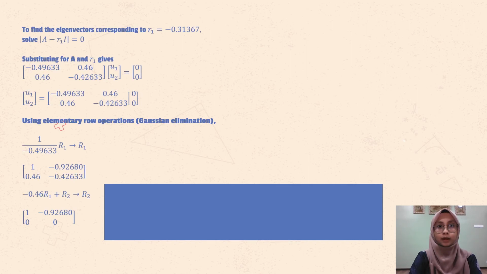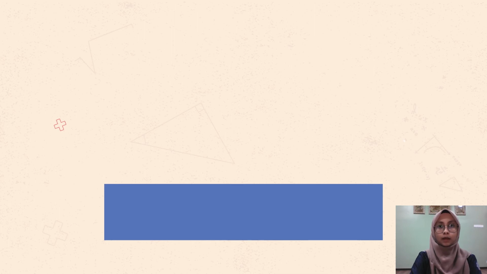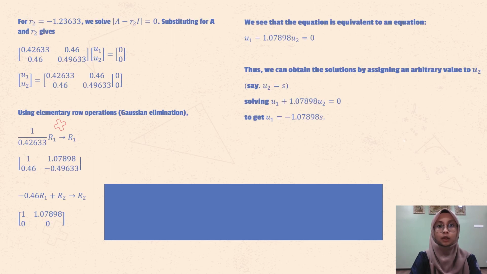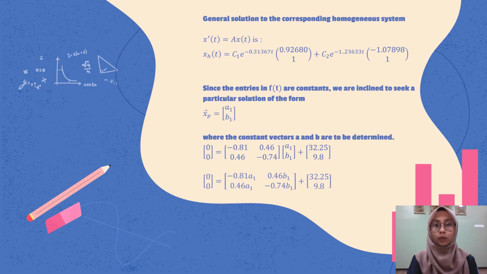Next, we need to find the eigenvectors. For R1, after we do the calculation, we get this value. Next, we find the eigenvector for R2. After we do the calculation, we get this value. After we get the eigenvalues and eigenvectors, we substitute into our general solution. And then we get the constants A1 and B1.